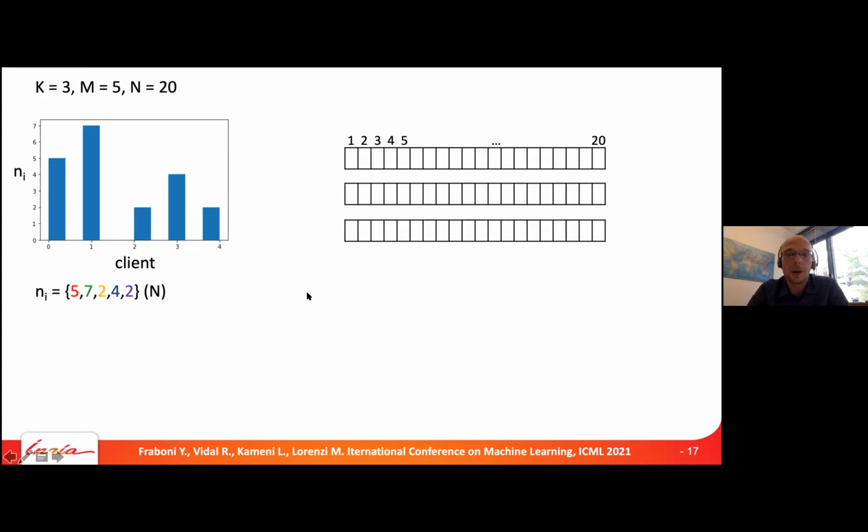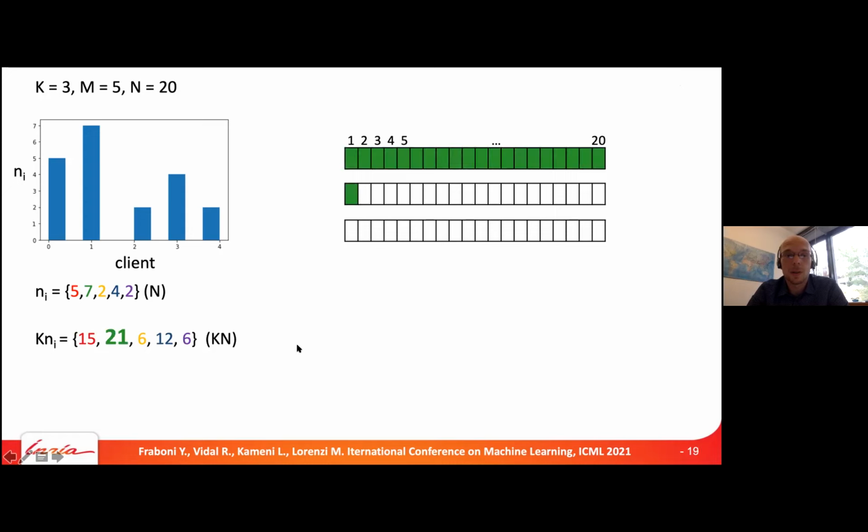So the idea is that, okay, let's multiply everything by k, so by the number of clients we want to sample. So these are the numbers. And basically, it's like we have items, and we need to place all these items in the 3 buckets, knowing that each bucket can contain 20 objects at max.